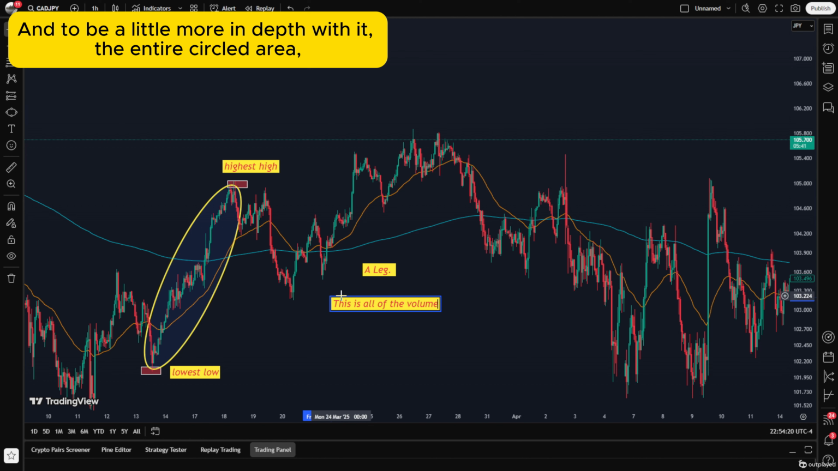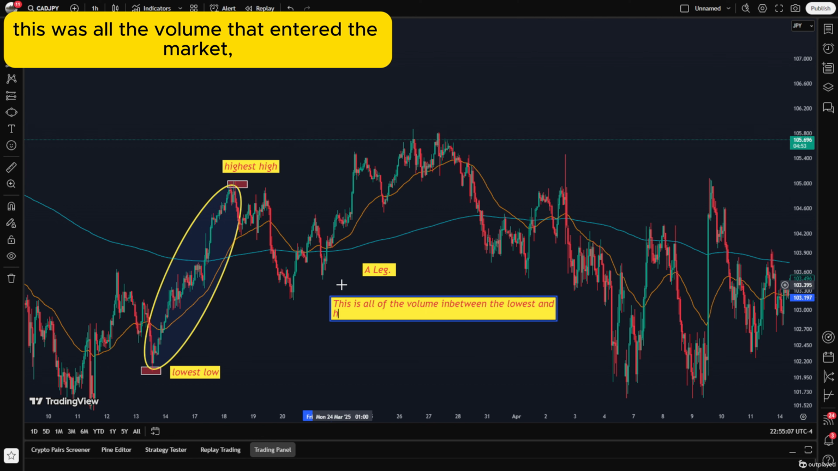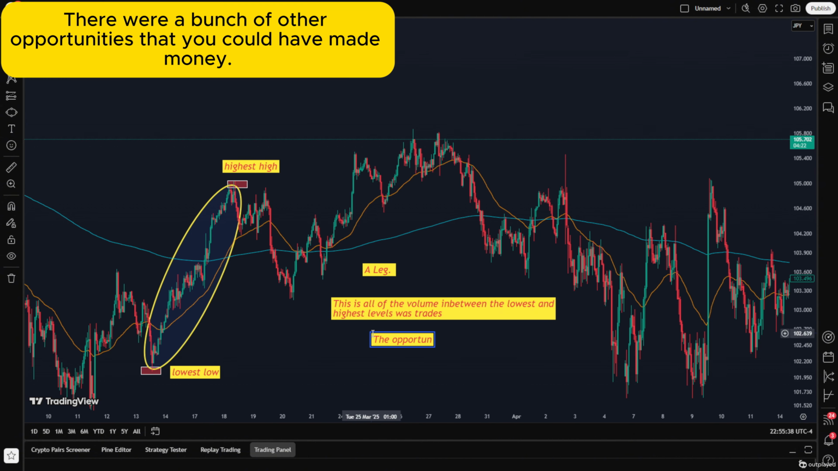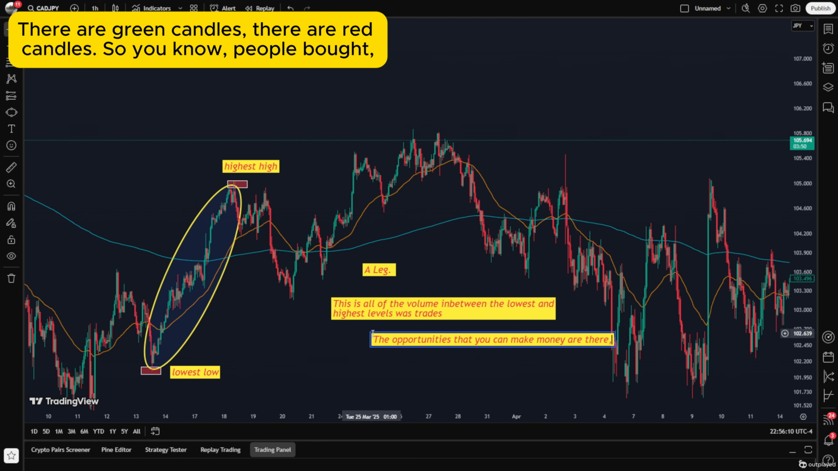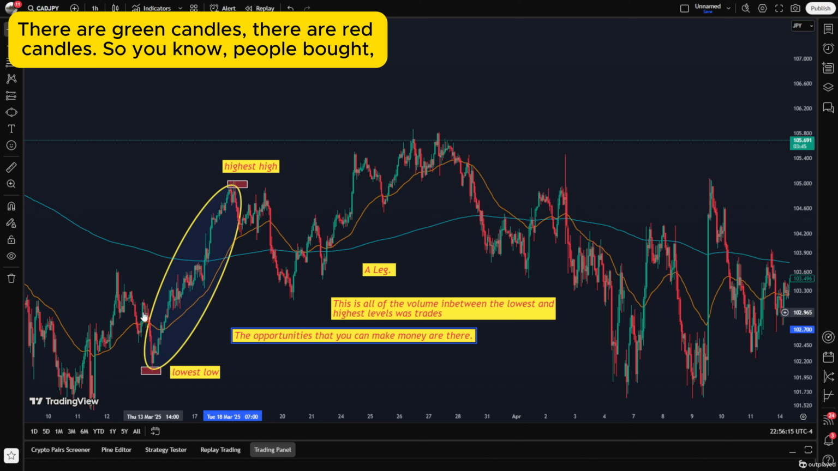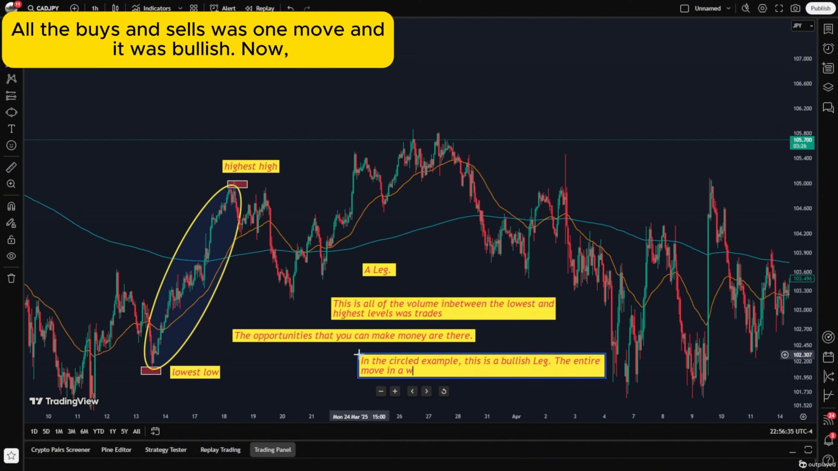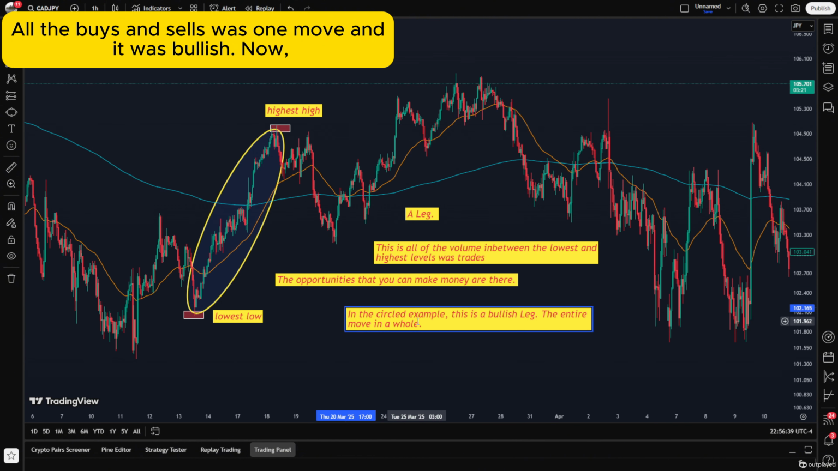And to be a little more in depth with it, the entire circled area was all the volume that entered the market. In between the lowest low and the highest high, there were a bunch of other opportunities that you could have made money. There are green candles, there are red candles. So, people bought, people sold. In the circled area, this is a bullish leg. All the buys and sells was one move, and it was bullish.